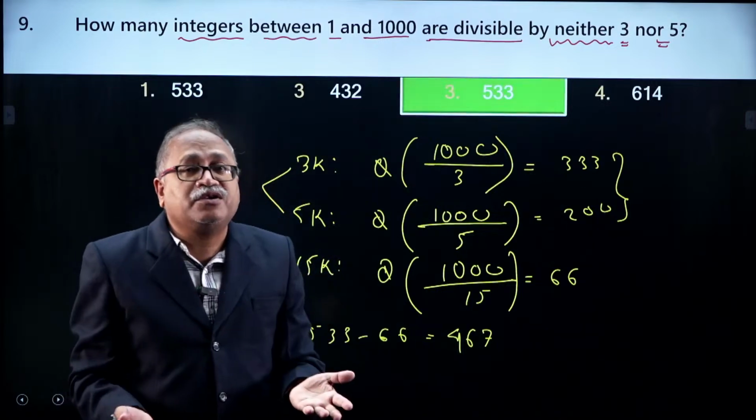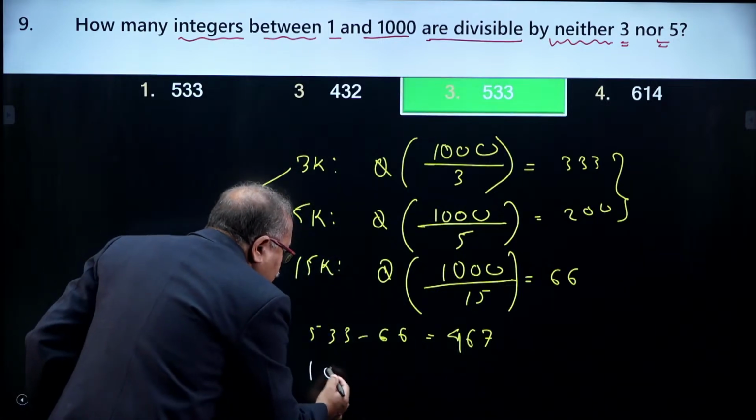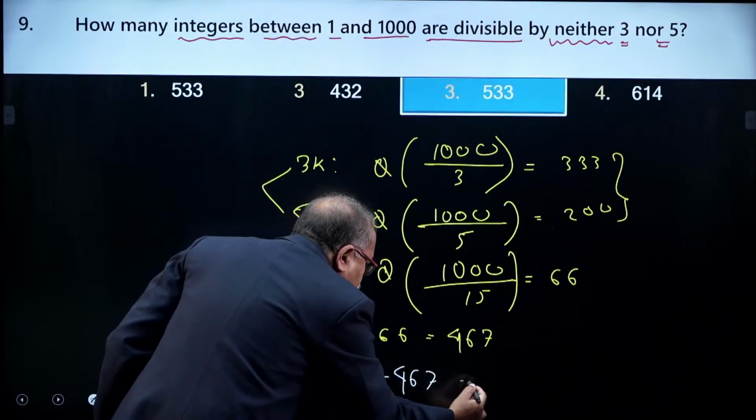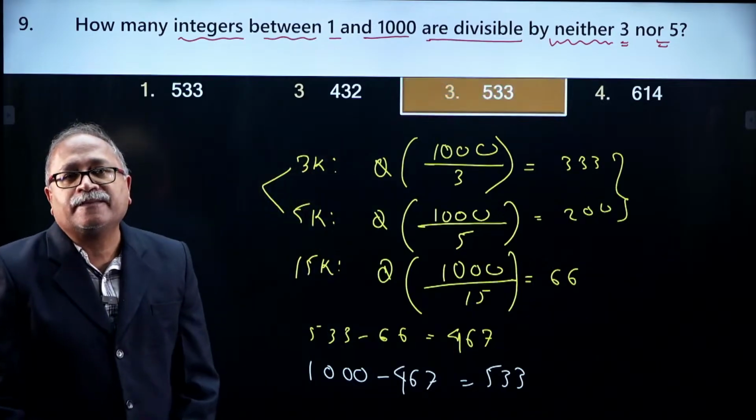I need the numbers not divisible. Therefore, the total is 1000 numbers. From 1000, if I take out 467, you have rightly said 533.